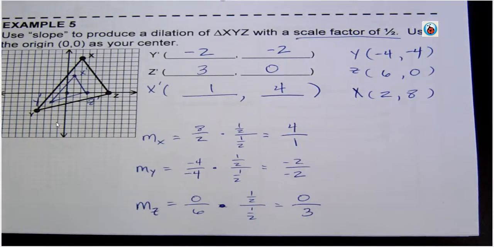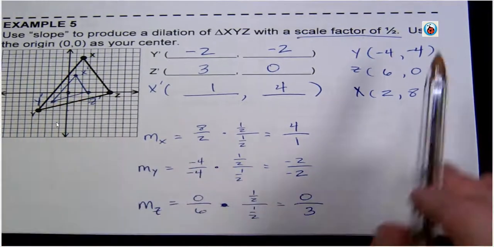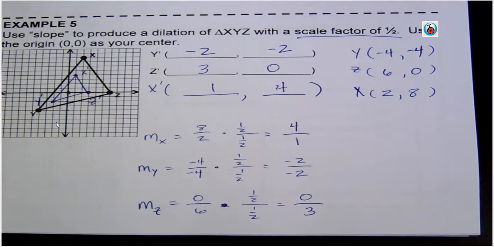And there you go. You got this new triangle, which is a dilation by a scale factor of 1/2 of the original.